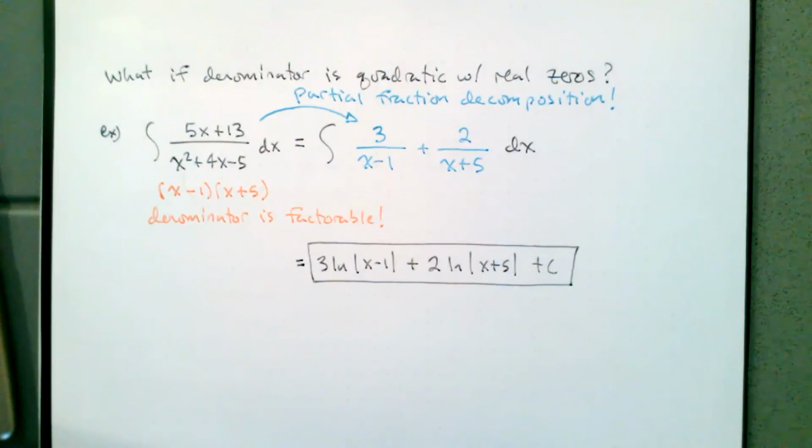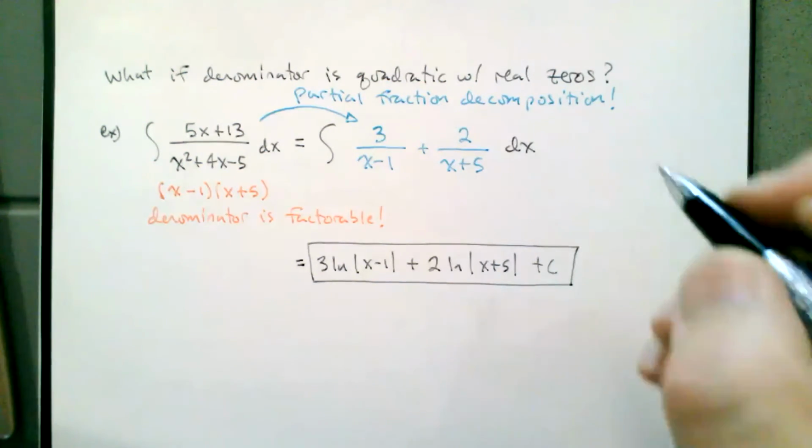So partial fraction decomposition is a technique wherein we rewrite a rational function as a sum of rational functions where the denominators are factors of our original fraction. We decompose the fraction into a sum. So what we're doing is writing the fraction as a sum.